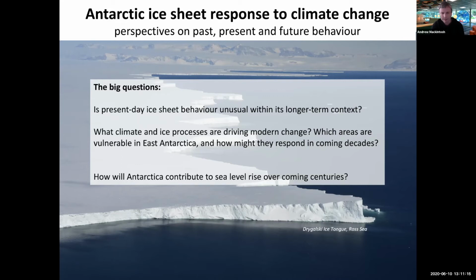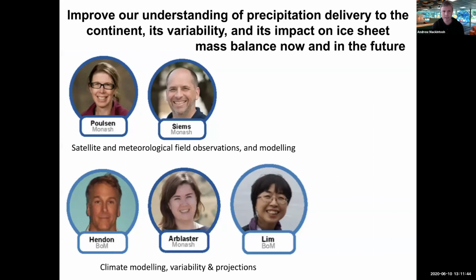What are the climate and ice sheet processes that are driving modern change? So climate, that would be the interplay of ocean and atmospheric processes. The ice processes are things like marine ice sheet instability that I just described, the dynamic processes in the ice sheet. And which areas in East Antarctica are vulnerable, and how might they respond in coming decades? And this is all leading to one big question, which is how will Antarctica contribute to sea level rise in coming centuries?